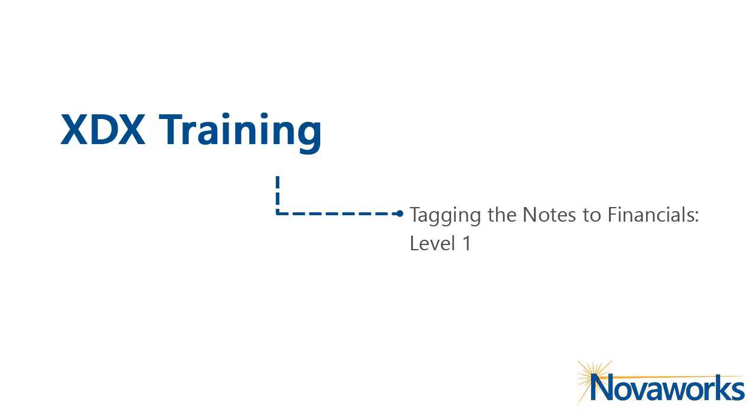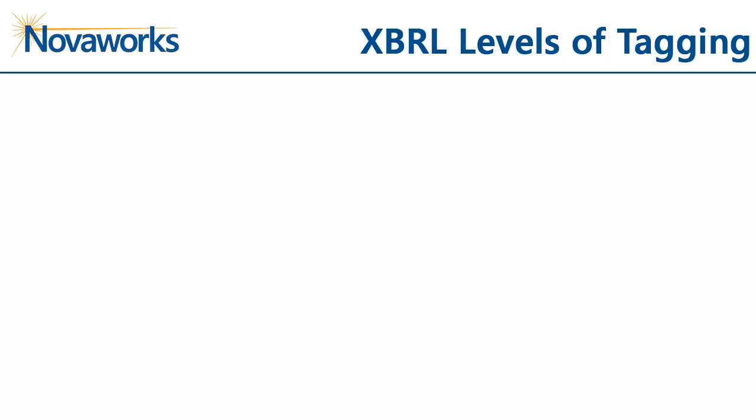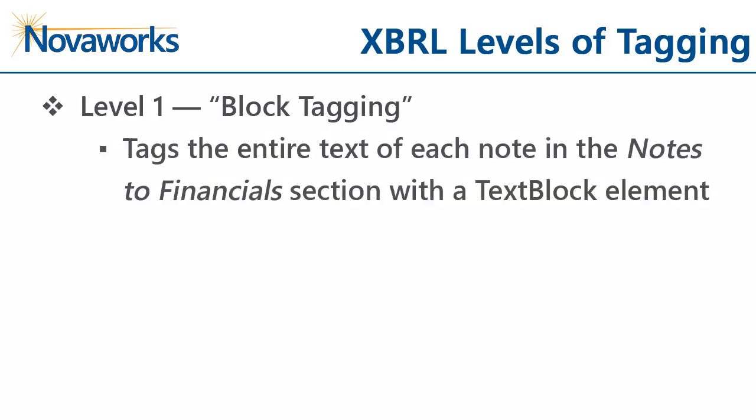In this video, we will demonstrate how to add Level 1 tagging to the notes to financial statements. To start, let's briefly recap the different levels of tagging that are required by the SEC in the notes to financial statements. First is Level 1, which is also commonly called block tagging. This level involves identifying the text for each note in the Notes to Financial Statements section and applying a single XBRL text block element to it.